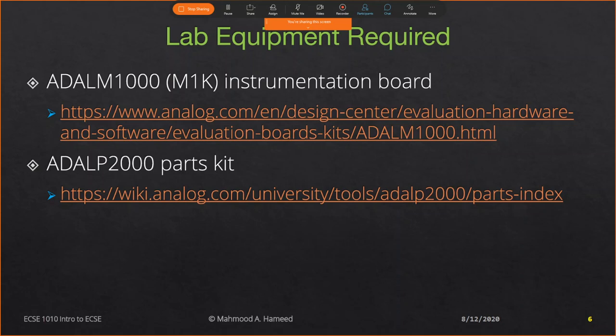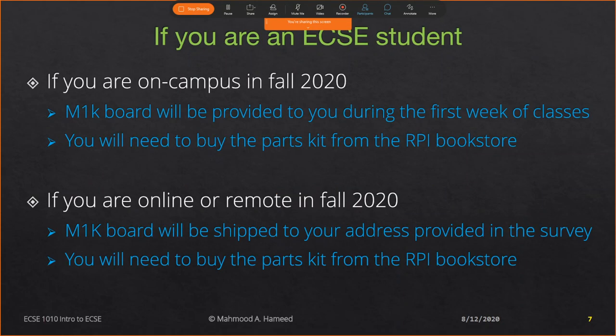If you have an Analog Discovery 2 board, that can be a substitute for the M1K instrumentation board. I expect most of you not to have that Analog Discovery 2 board, but if you have it, it can still work. I'm going to quickly move on to the next slide so that we can actually talk about how to get the board. Now, things are a little bit different if you are an ECSE student.